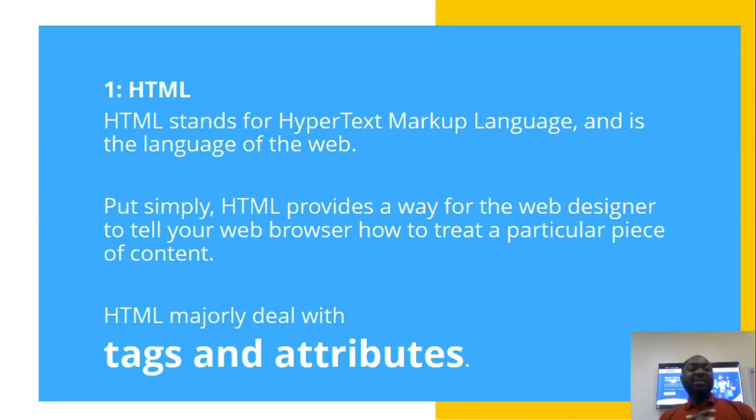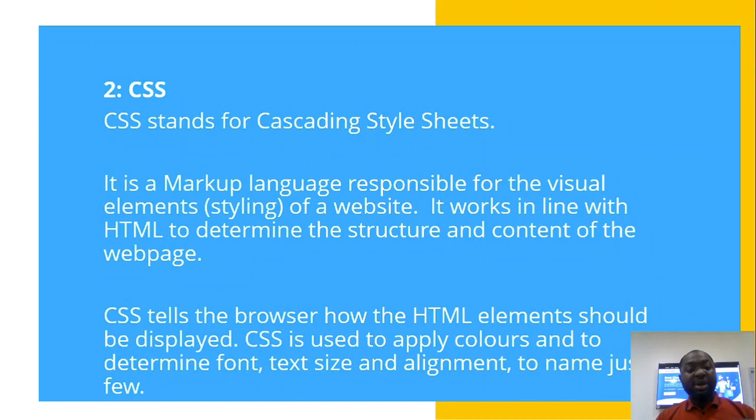Now the first thing we're looking at is HTML. That stands for Hypertext Markup Language. It's a web language. It means it gives a way for your web browser to interpret what you are sending from the application. When it comes to HTML, two things are important: your tags and your attributes. We're going to have a module dedicated to HTML where you can understand this better. But just take this as an introduction that HTML deals with tags and attributes. These are the two things that make your HTML function.